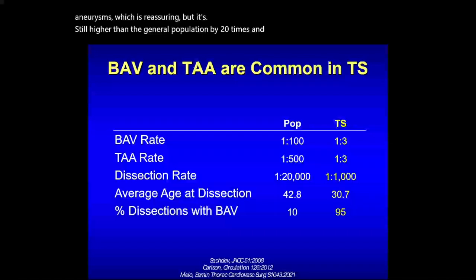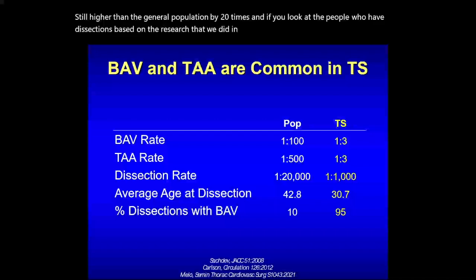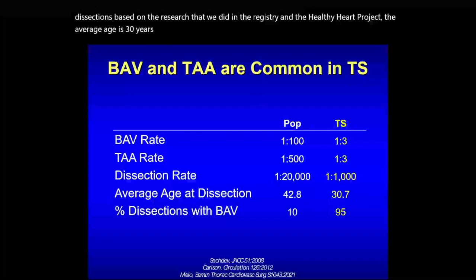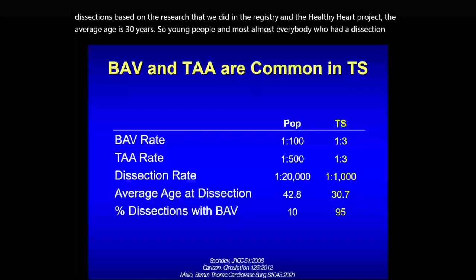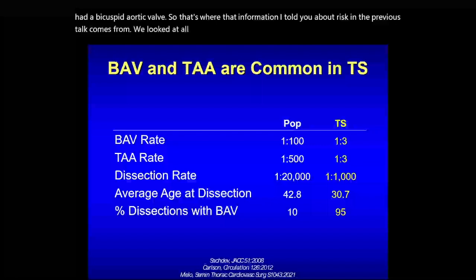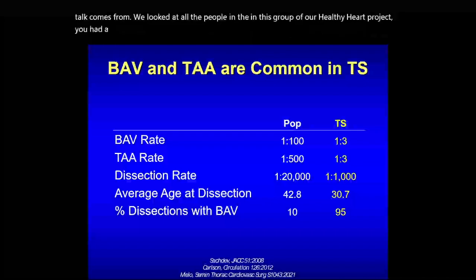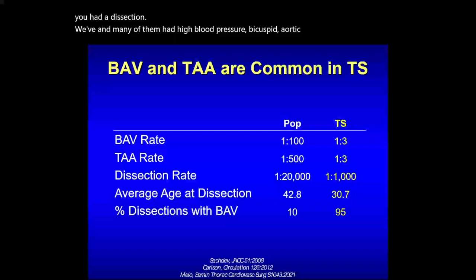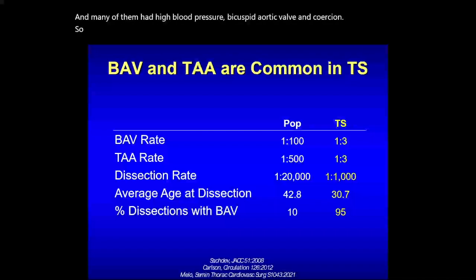And if you look at the people who have dissections based on the research that we did in the registry and the Healthy Heart Project, the average age is 30 years, so young people, and almost everybody who had a dissection had a bicuspid aortic valve. So that's where that information I told you about risk in the previous talk comes from. We looked at all the people in this group of our Healthy Heart Project who had a dissection, and many of them had high blood pressure, bicuspid aortic valve, and coarctation. So those are the known risk factors.